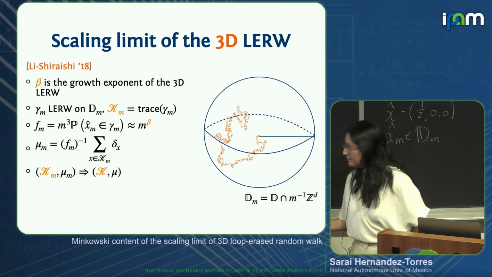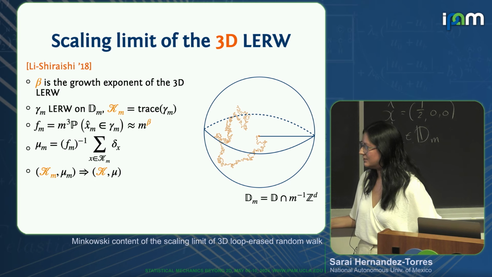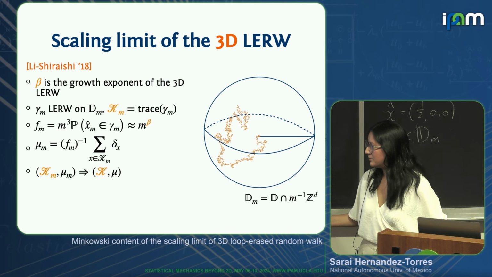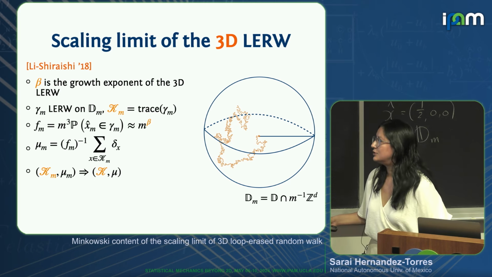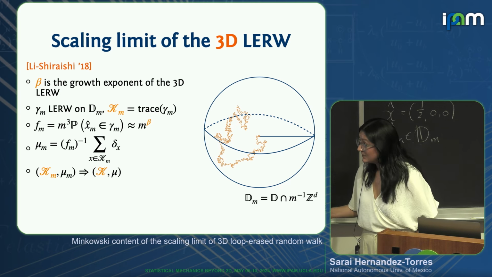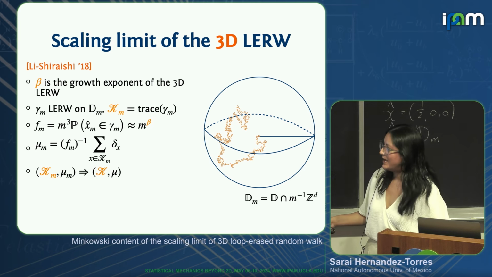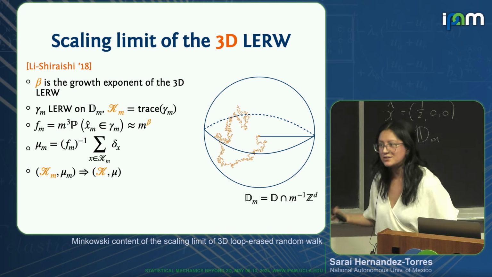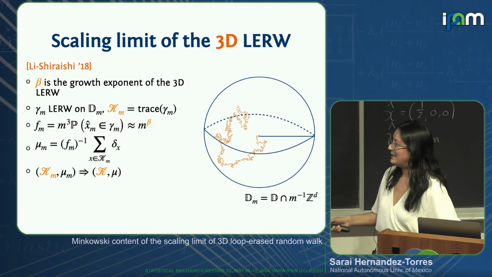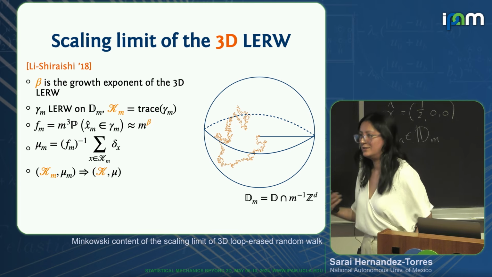So the theorem is that if you look at this pair, the trace with this measure mu_m, that converges to this limiting object k and mu. So mu_m would be the occupation measure, and it converges to a limiting occupation measure mu.